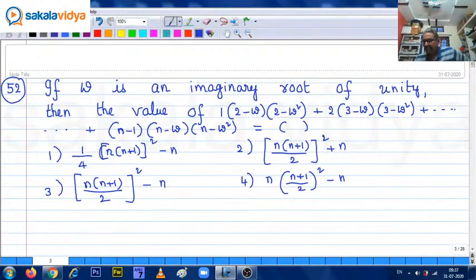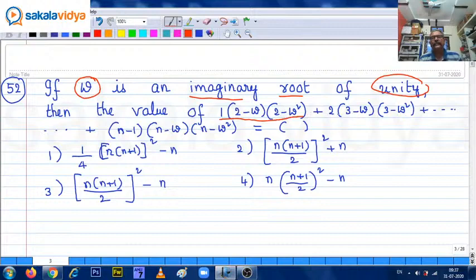52nd question. If omega is an imaginary root of unity, then we need to find 1 times (2 minus omega)(2 minus omega square) plus 2 times (3 minus omega)(3 minus omega square) plus so on, plus (n minus 1) times (n minus omega)(n minus omega square). That we need to find out. First option, second option, third option, fourth option. Okay, let us do it now.